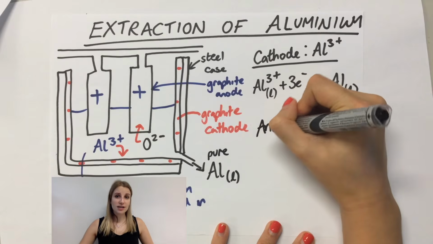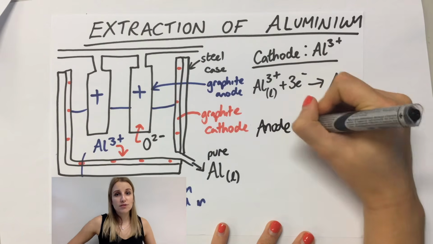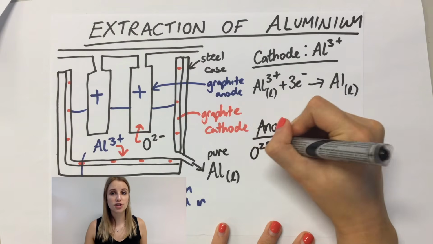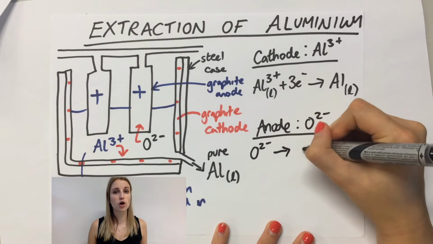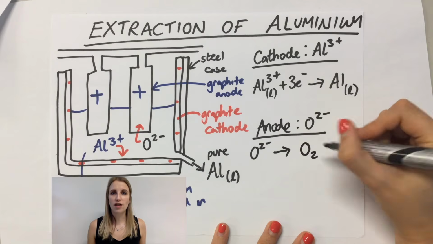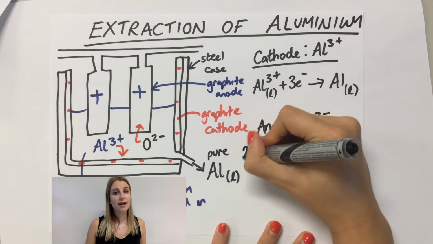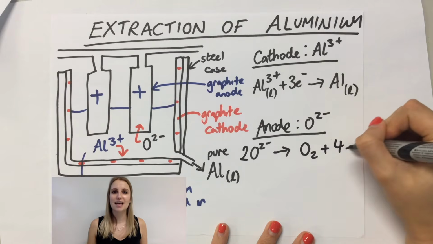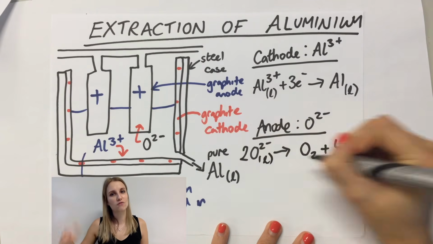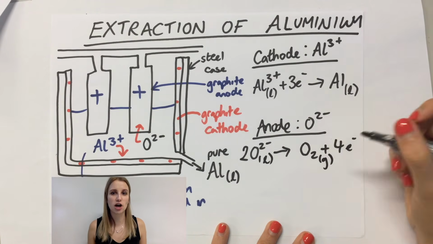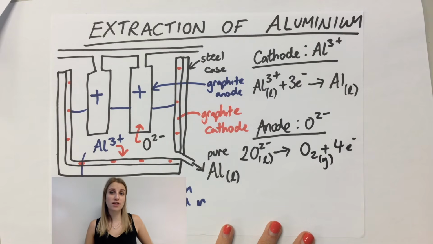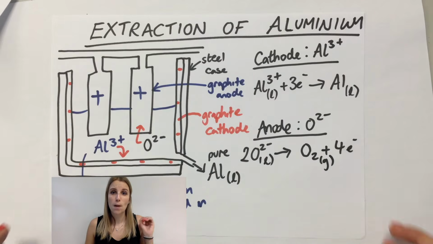Now, the anode is the O2-. Now, this becomes oxygen gas, which the formula is O2. So to balance this out, I need to make sure I've got 2 oxygens on the left-hand side. And then to balance the charges, if I've got 2 O2-, that means I need 4 electrons on the right-hand side to balance out the charges there. So at those positive anodes, I would theoretically see oxygen gas being generated at that point.